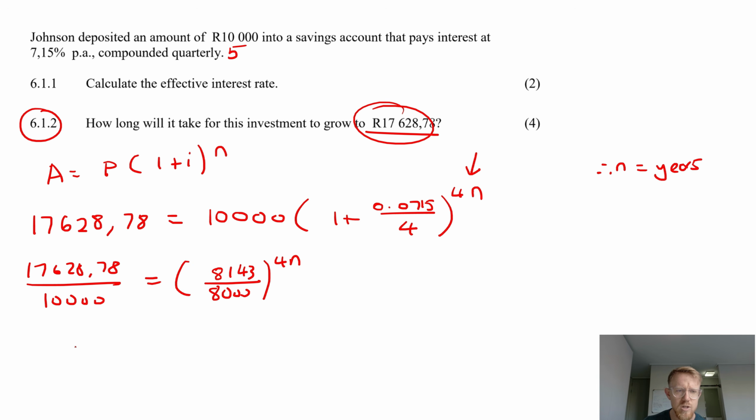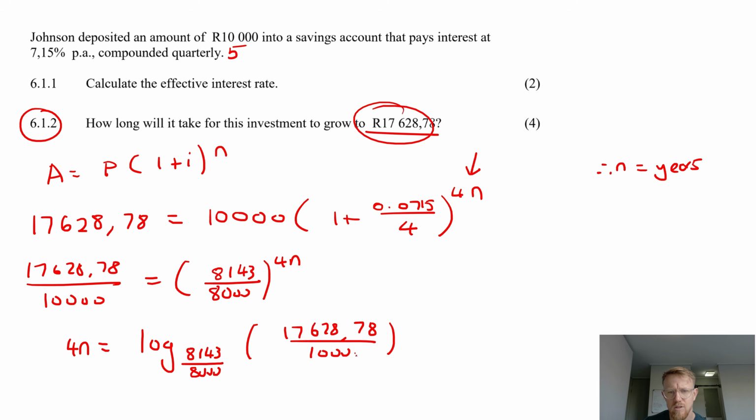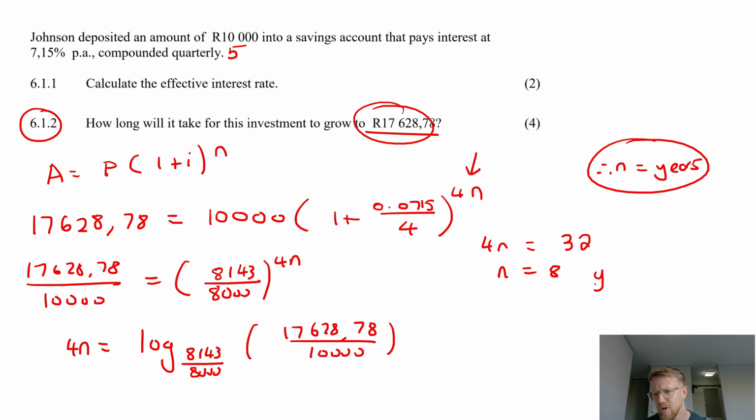So if you had to switch this to logs, you would eventually end up with log of 8143 over 8,000, and then 17628,78 over 10,000. Now I'm going to go use my calculator. So 4n is going to give us exactly 32 if we round up. And so then if I divide both sides by 4, I end up with n equals 8. And I know that n was my years, and so I can say years.